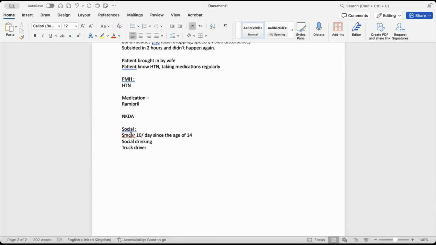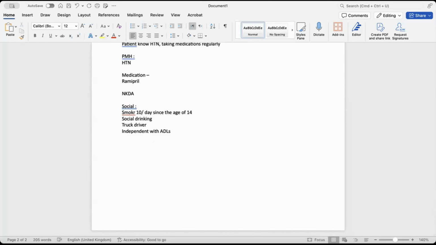Usually it's not an A&E doctor's job, it's the GP or whoever is going to admit the patient to follow this up, but it needs to be in the notes that you've told the patient not to drive. Because in TIA, most of the time you're going to send them home, okay? So this is a truck driver, independent with ADLs. Okay, so we've taken our history, you've taken everything.